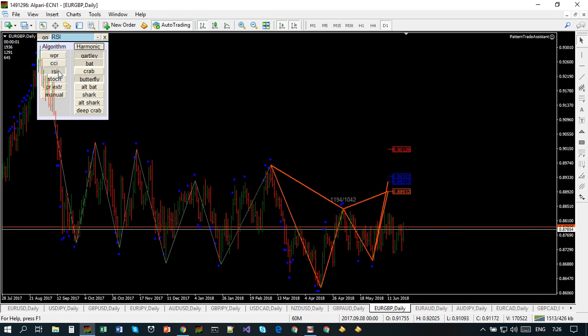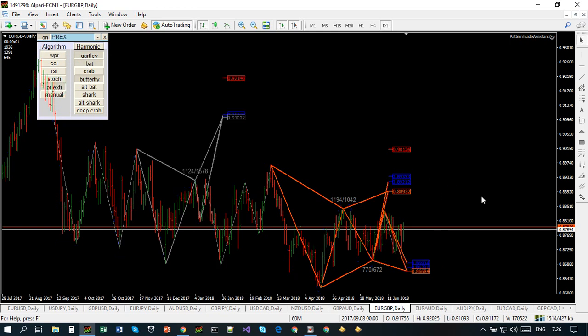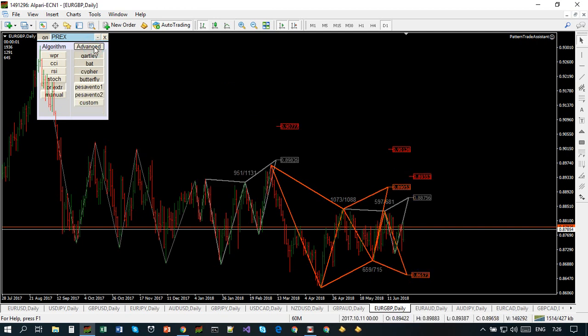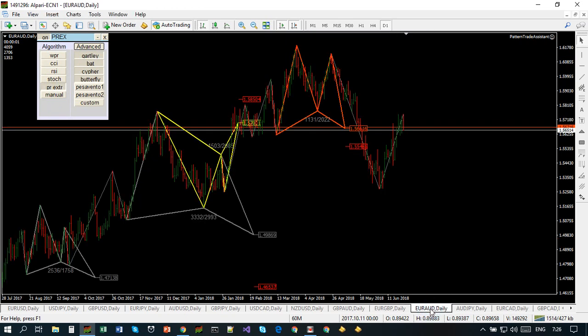Let's go to see. And again this larger Gartley is seen. So again we see that kind of situation when not only swing identification algorithms coincide, pointing to some pattern, but also approaches coincide. We have a harmonic approach Gartley and an advanced formation approach Gartley as well. Let's go to Euro Aussie.